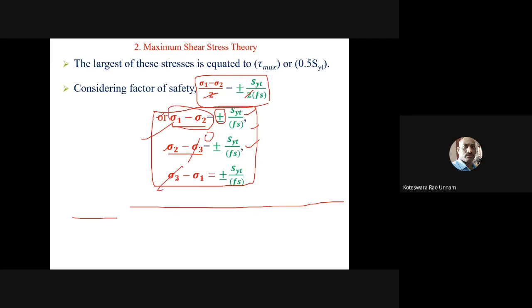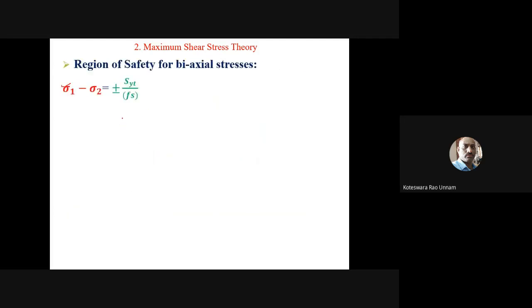In case of biaxial state of stress, sigma 3 is 0, then your equations will become sigma 1 minus sigma 2 is equal to S by D by Fs, sigma 2 is equal to S by D by Fs, and sigma 1 is equal to S by D by Fs. So these equations are modified, in case of biaxial state of stress, like this: sigma 1 minus sigma 2 is equal to S by D by Fs, sigma 2 is equal to S by D by Fs, sigma 1 is S by D by Fs.